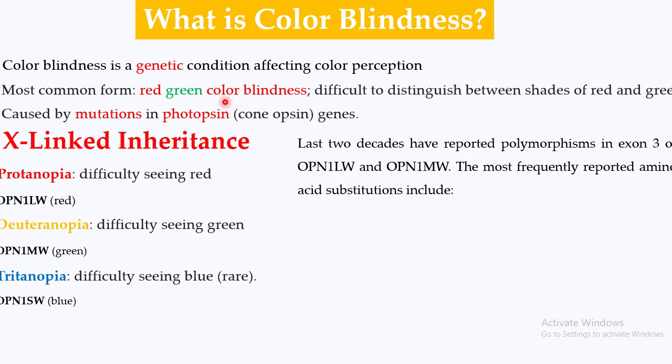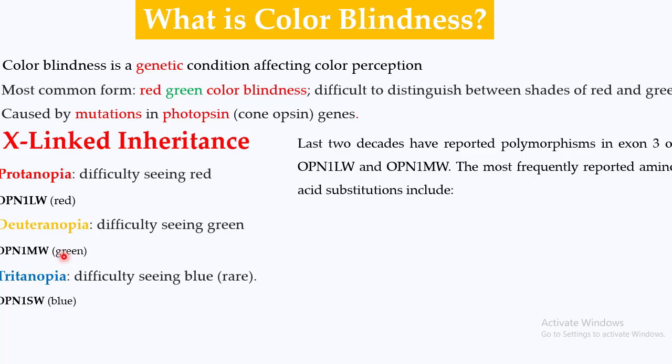If you look at the research data from the last 2 decades, the data suggests that you are going to see polymorphism in exon number 3 of OPN1LW, which is actually this red one, and OPN1MW, which is actually this gene. So that would mean that most of the time you are going to see polymorphism in exon number 3 of these genes.